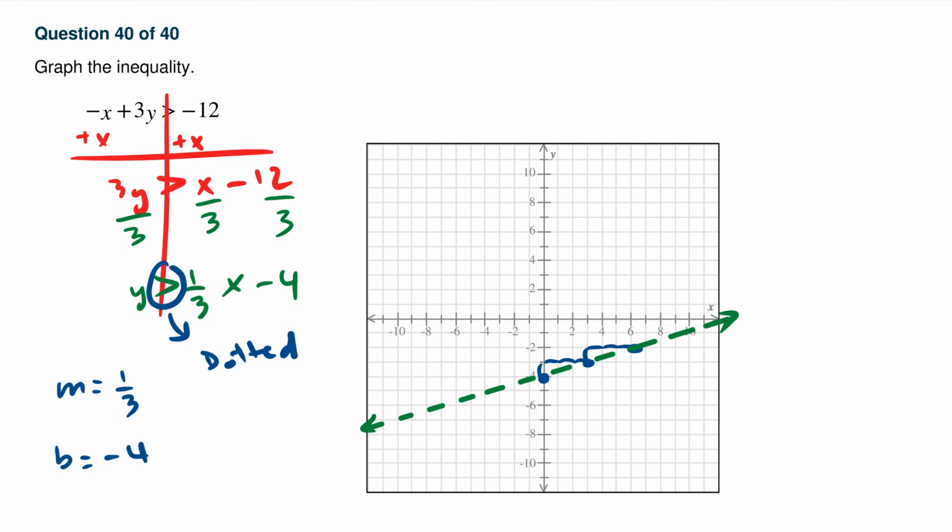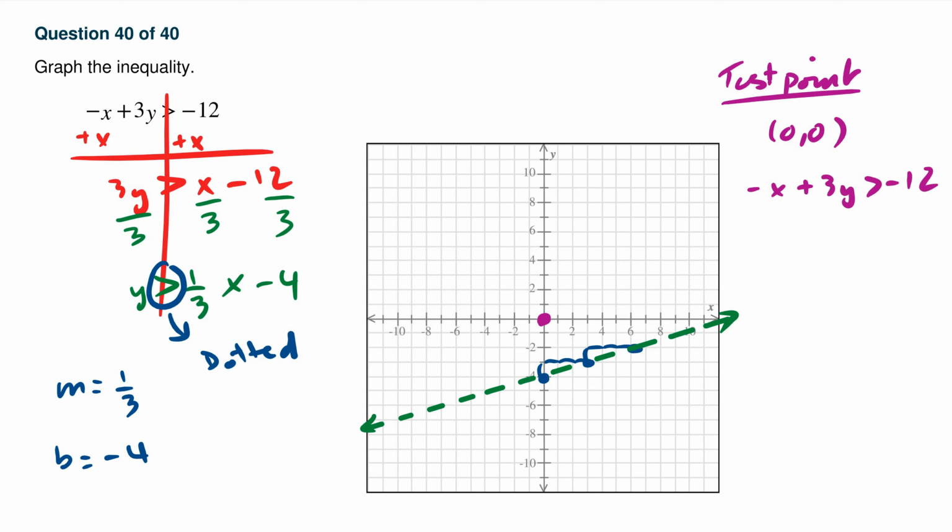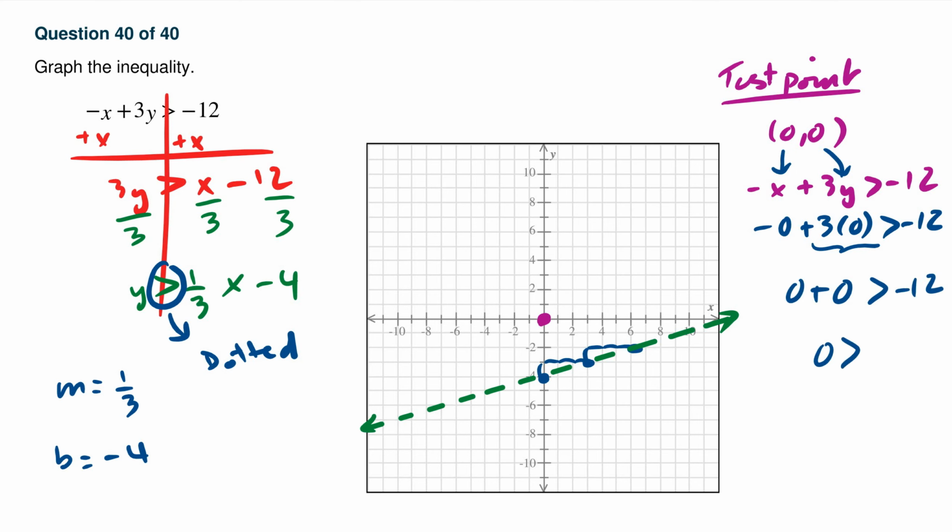Alright, now we need to know where to shade. You're going to use a test point. You can pick any point as long as it's not on the line. So I would choose the point 0, 0 for convenience of calculation. Negative x plus 3y greater than negative 12. So x is 0, y is 0. That would be negative 0 plus 3 times 0 greater than negative 12. 3 times 0 is 0, negative 0 is just 0. 0 plus 0 greater than negative 12. 0 is greater than a negative number, which is true.